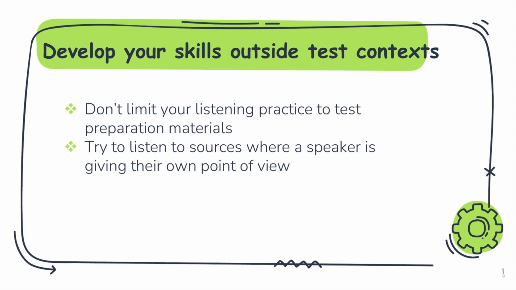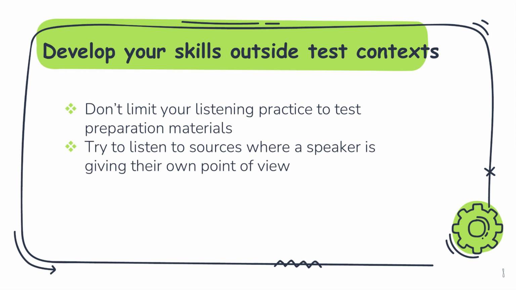Listening skills at the level required for OET grade A or B are developed by listening regularly to a wide range of speech, at natural speeds, from different speakers in different contexts. Don't limit your listening practice to test preparation materials. Broaden your ability to deal with new content and unfamiliar voices by listening to programs on the radio and online lectures. Try to listen to sources where a speaker is giving their own point of view.